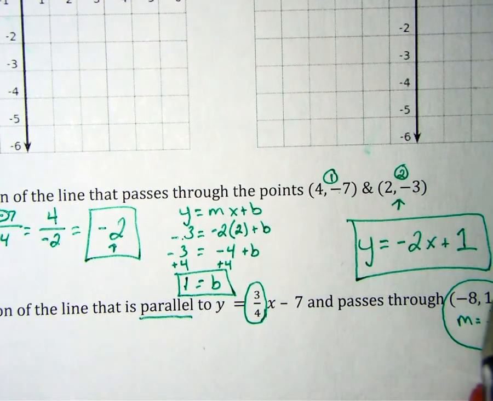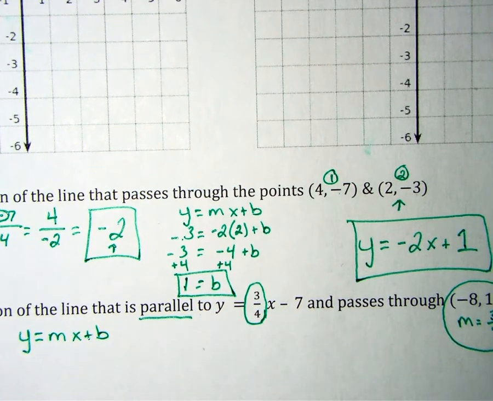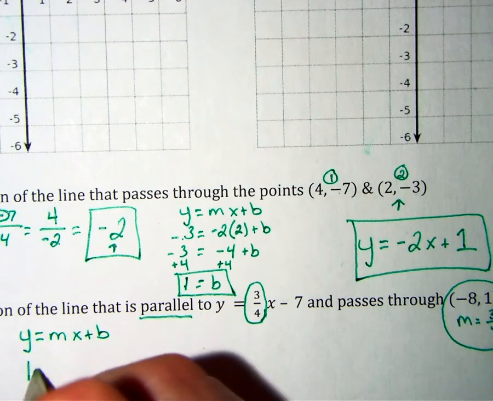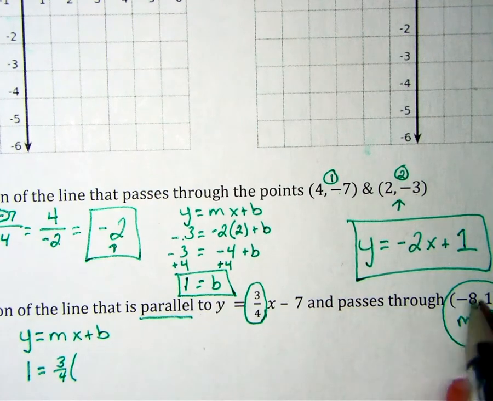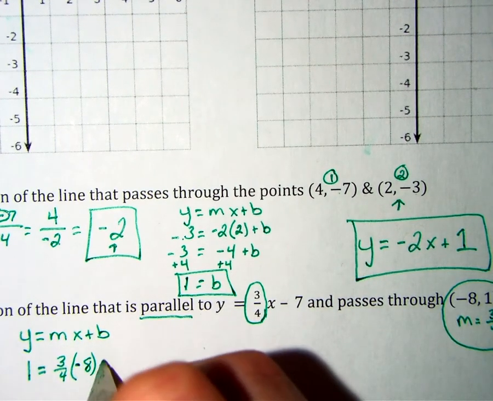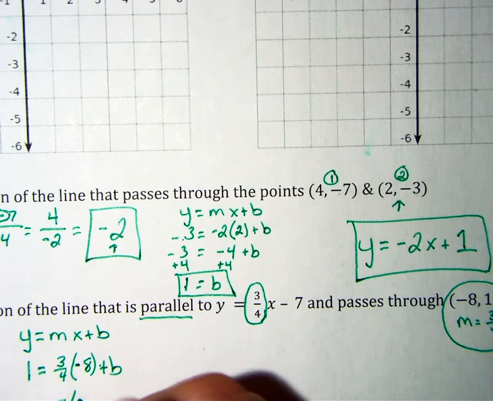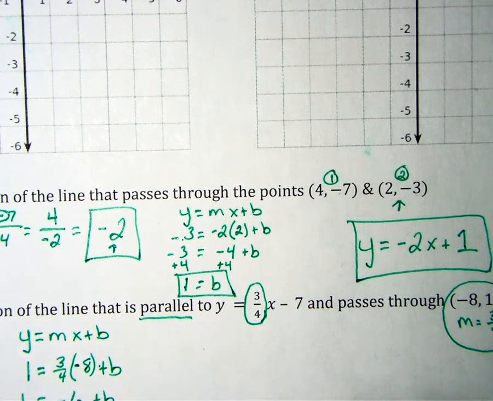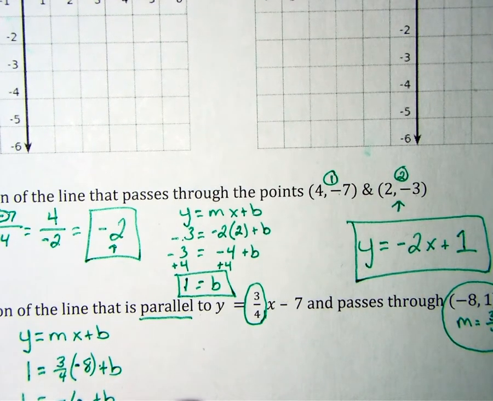So my y value, let's write down the equation first. Y equals mx plus b. Substitute in the values we know. We know the y value is 1, equals my m value 3/4, times my x value of -8, plus b. Well, -8 divided by 4 is -2, times 3 is -6. We continue to isolate to get b by itself, so we're going to add 6 to both sides, and b will be equal to 7.